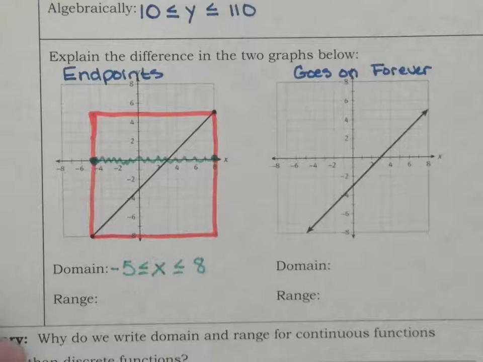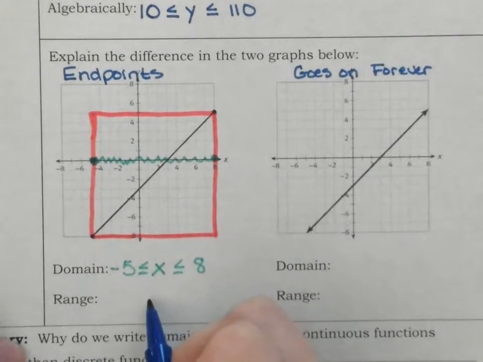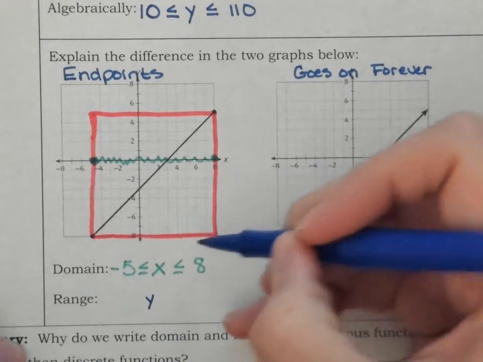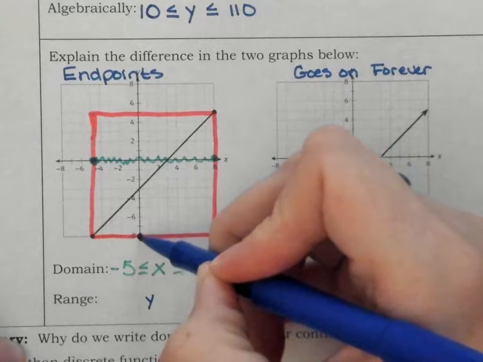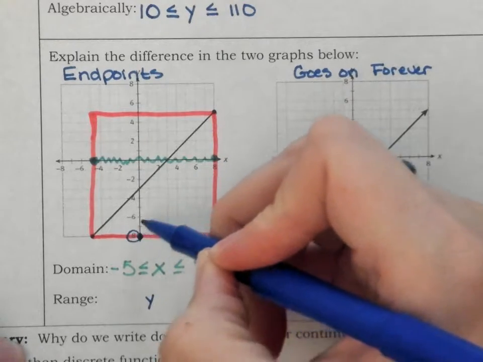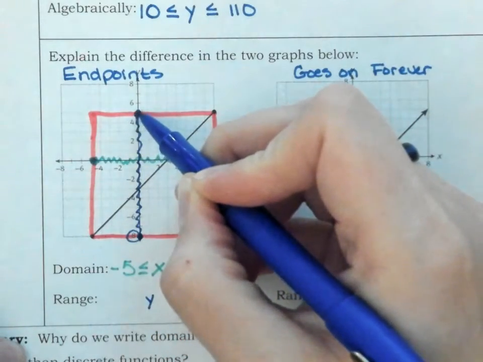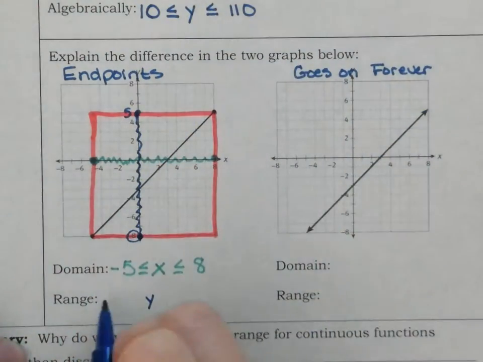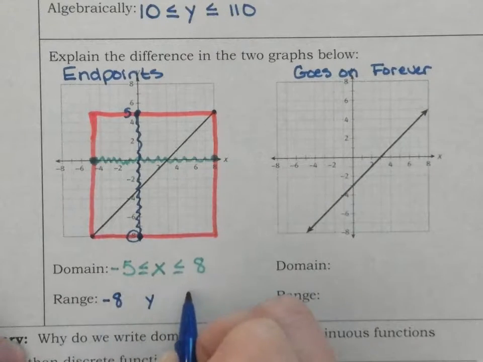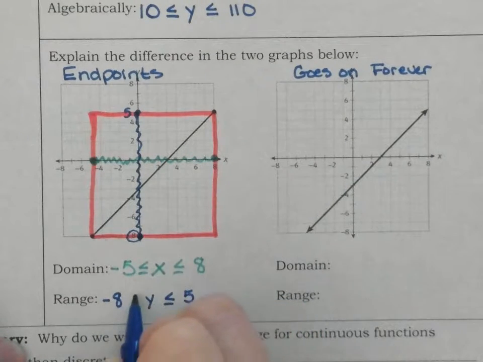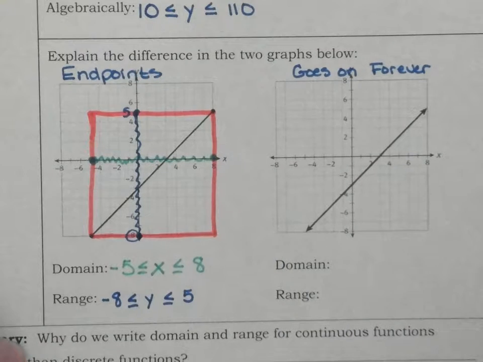And then we're going to talk about the range, and the range is your y values. And where does it start? You go from bottom to top, smallest to largest. So here it starts at -8 and goes all the way up to +5. So from -8 to +5, and again, we're including those numbers.